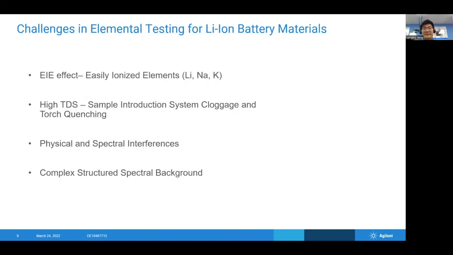Here, I listed a few of the most important challenges when dealing with these materials, the first being the easily ionized element effect, because lithium itself is an easily ionized element. And then in some of the applications, we have high TDS samples, and that is hard on the instrument and also brings physical interferences. The complex matrix also brings spectral interferences and a complex spectral background.